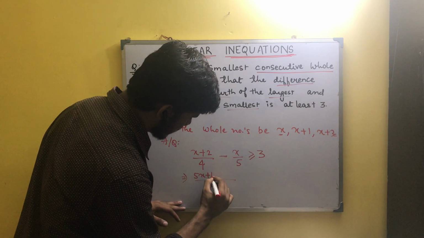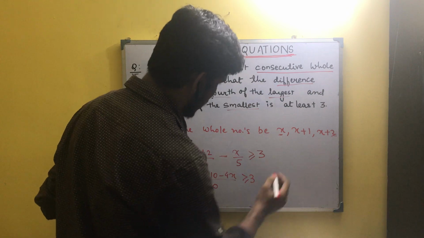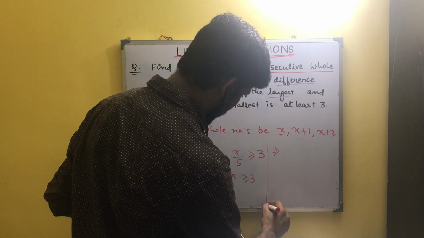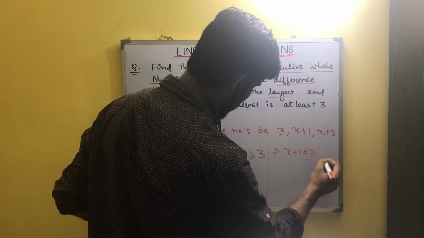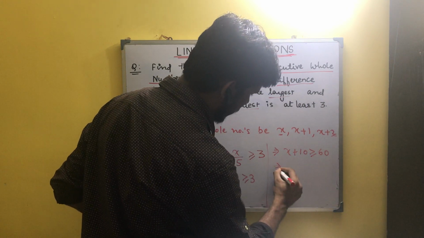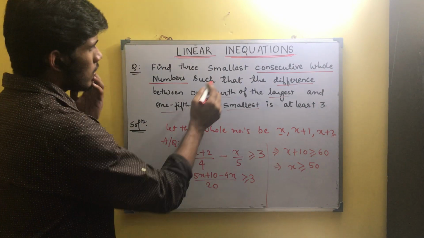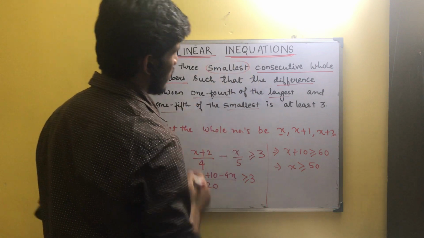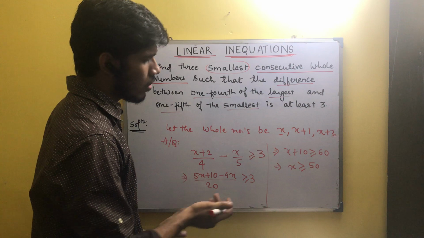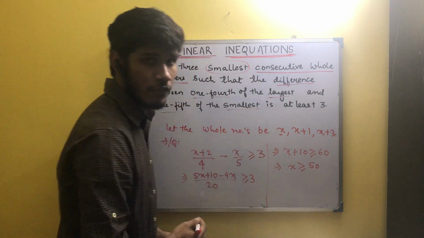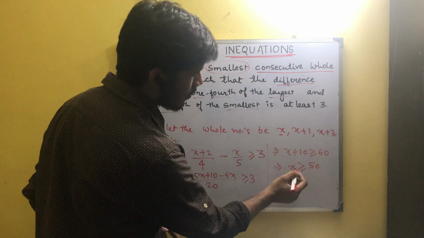Now on solving, what we will get is 5x plus 10 minus 4x greater than or equal to 60. That implies x plus 10 greater than or equal to 60. That implies x greater than or equal to 50. Now this word smallest comes into picture. We have been asked to find three smallest consecutive whole numbers. So if x is greater than or equal to 50, then what is the minimum possible value of x?